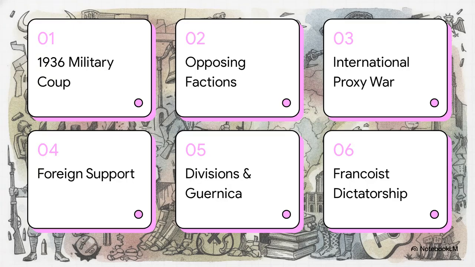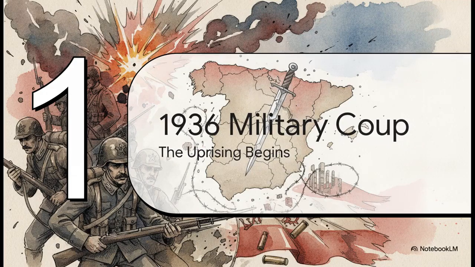Here is our roadmap for today. We're going to cover the 1936 military coup, the opposing factions, the international proxy war, foreign support, internal divisions, and Guernica, and finally, the Francoist dictatorship. So, kicking things off with Section 1, the 1936 military coup.